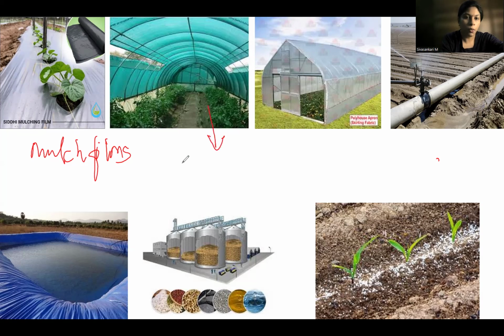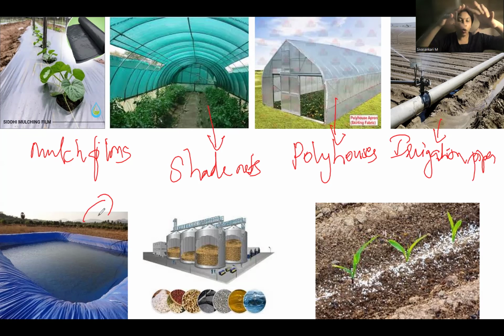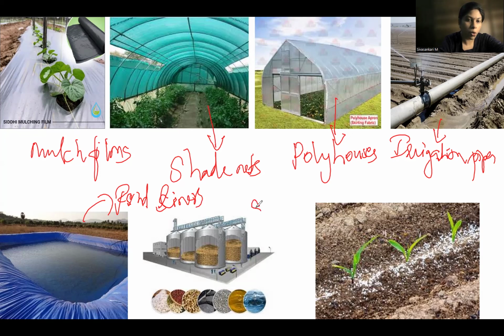And then you can see this, shade nets. They are using shade nets, plastics. Again, they are using them in poly houses. This is nothing but greenhouses. Okay. Then again, come to this one, irrigation pipes. Irrigation pipes they are using. Then this one, in the middle of the field, they would create a pond, and the pond liners, because lining the pond. Then this is storage silos. Here also we are using plastic silos.